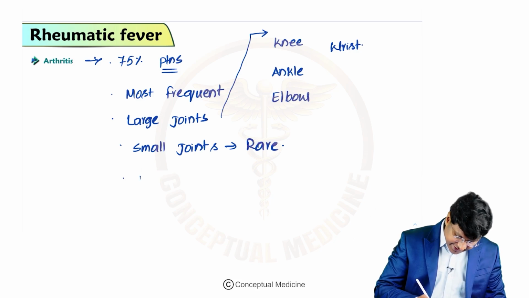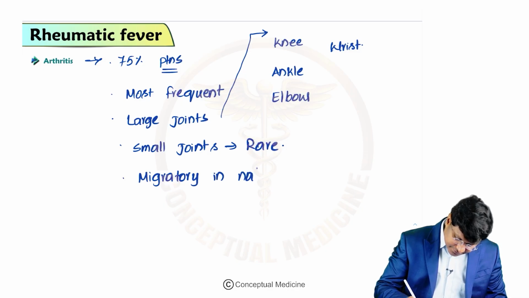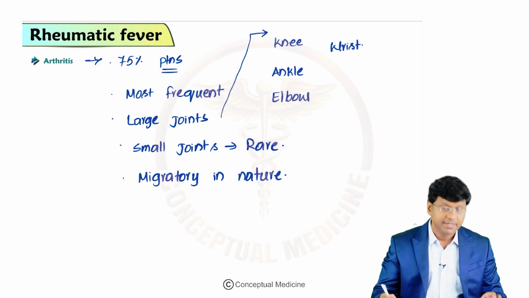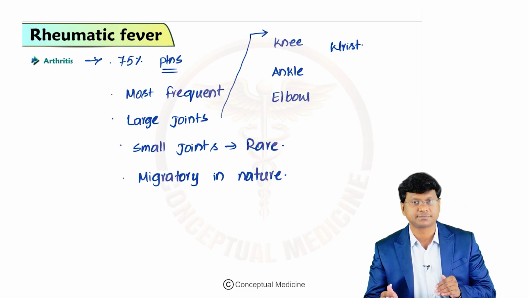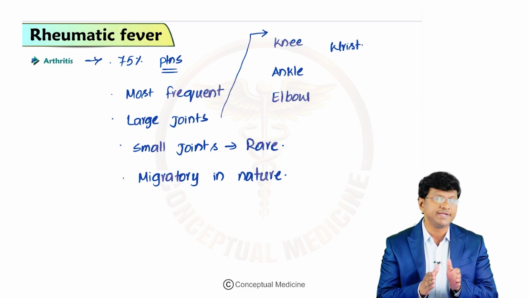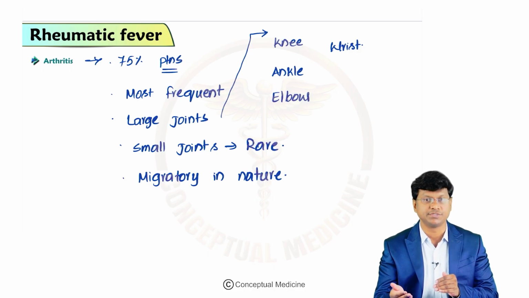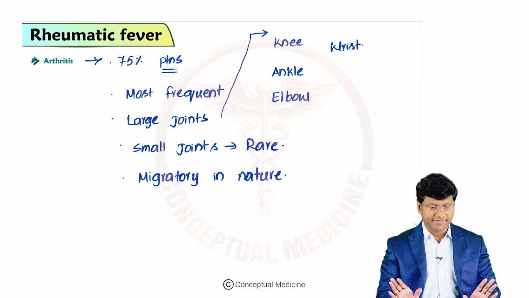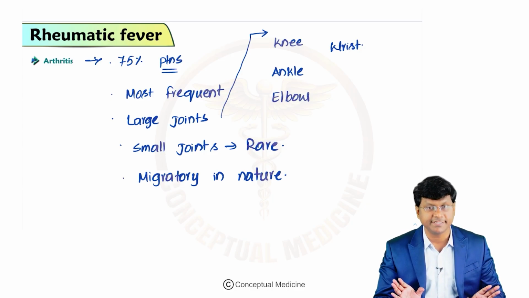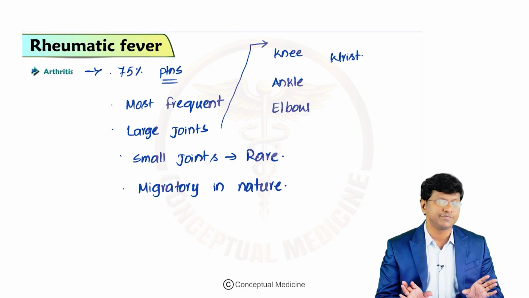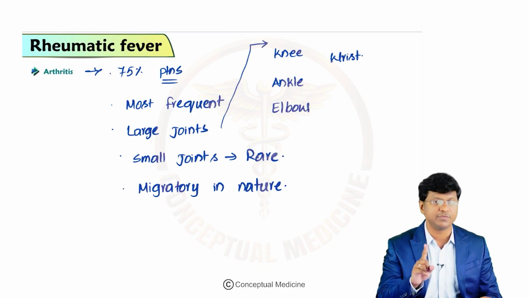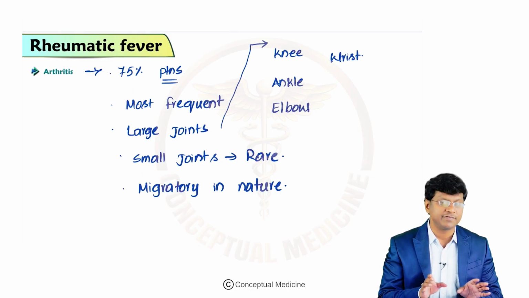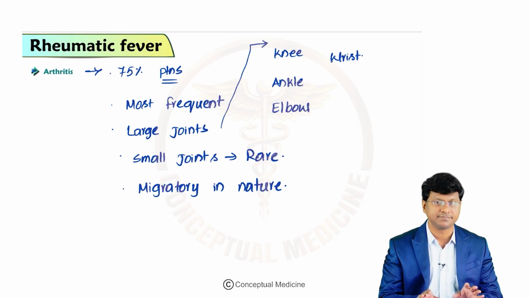And this particular arthritis is migratory in nature, right? That is, several joints are involved in quick succession and each for a brief period of time. Like for example, you take the knee joint is affected and you will have all the signs of inflammation within the knee joint for nearly around 1 week, and all the signs of inflammation will subside within the knee joint.